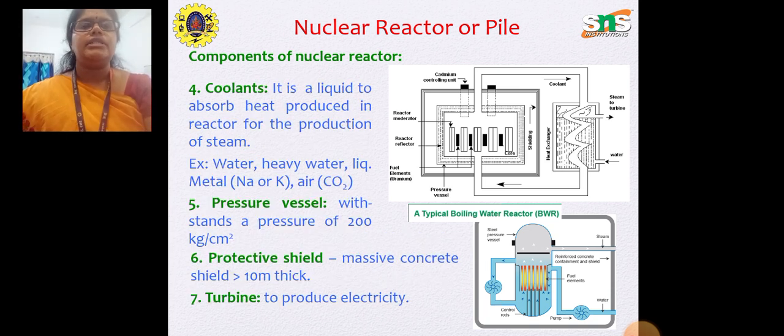The next component is the coolant. Coolant is a liquid that absorbs the heat produced in the reactor for the production of steam. Examples are water, heavy water and liquid metal. Air can also be used as a coolant. Next is the pressure vessel, which withstands a pressure of 200 kg per centimeter square. We can see all these in the diagram. The next is the protective shield, a massive concentrated shield greater than 10 meters thick. Next is the turbine, which is used to produce electricity.